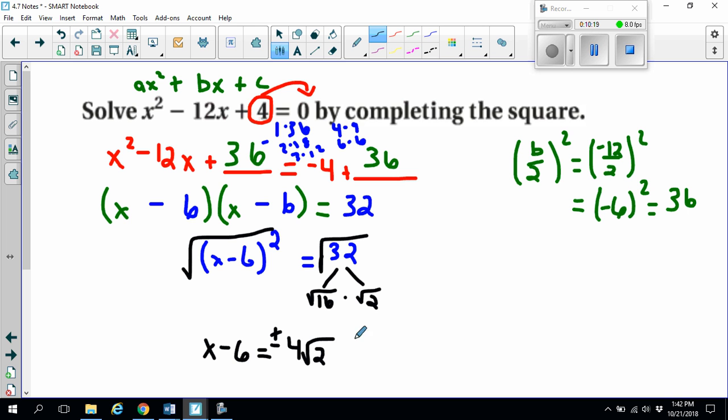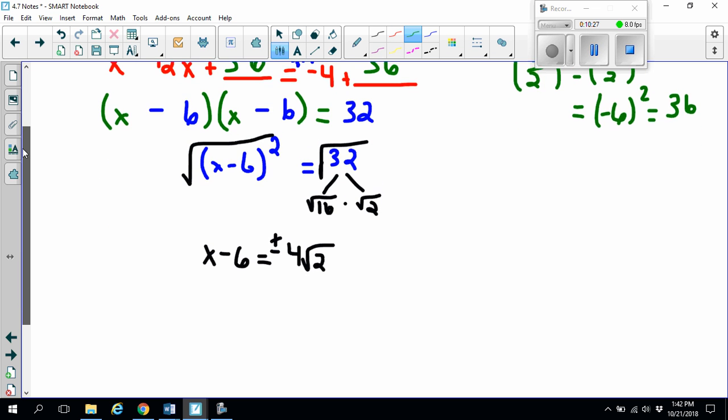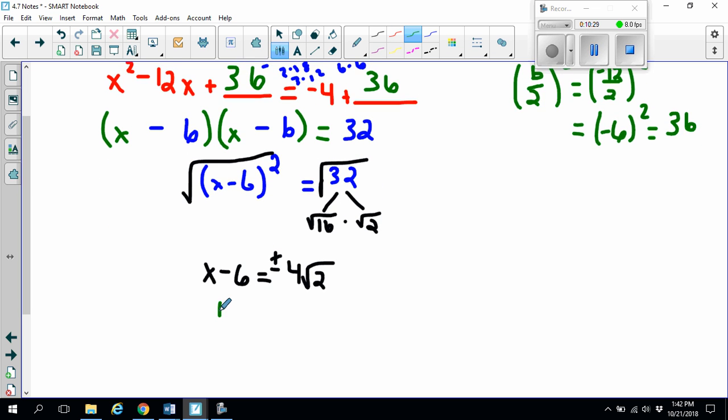Our last thing we need to do, because we need to get x all by itself, is move that 6 over. To do that, we're going to add 6 to both sides. And so I'm going to add it to the end, because this is not an imaginary or a complex number, so I can add it to the end. So my final answer is x equals plus minus 4 square root of 2 plus 6.